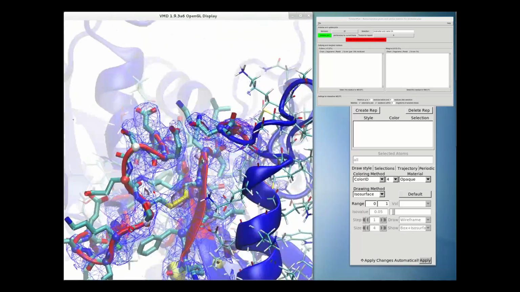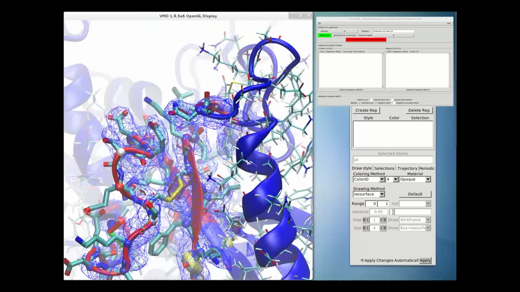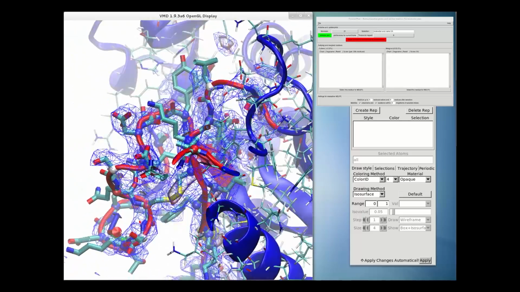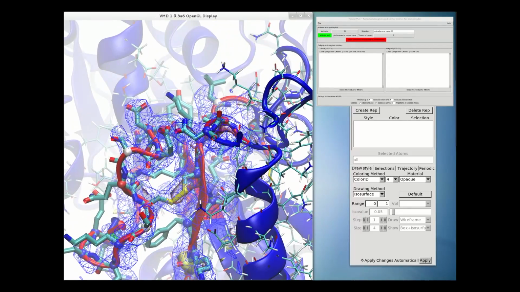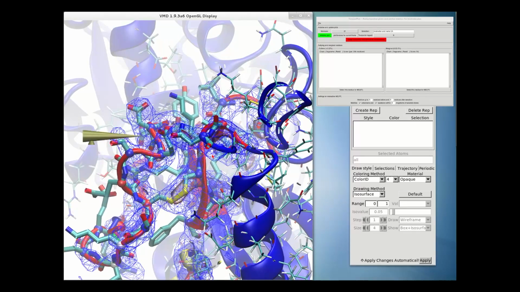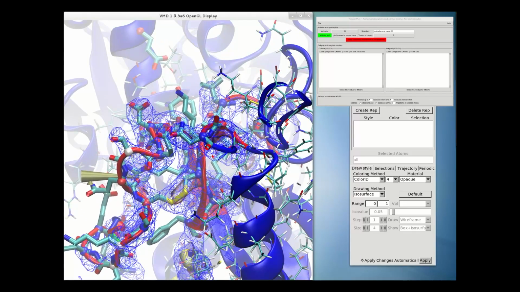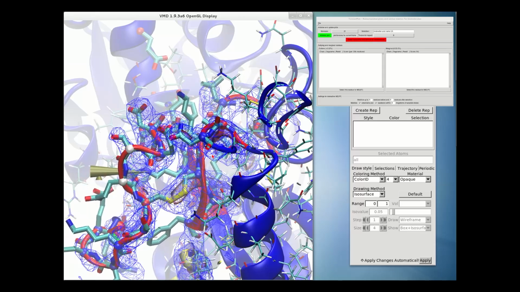The blue wireframe is the unsharpened electron density map contoured at 1 sigma. I also have present a sharpened density map contoured at 1.5 sigma, and a difference map contoured at plus or minus 3 sigma, but since these initial maps are of rather low quality, they aren't actually showing up here.